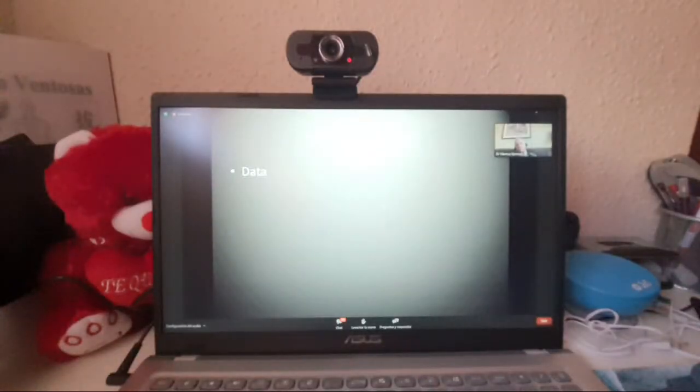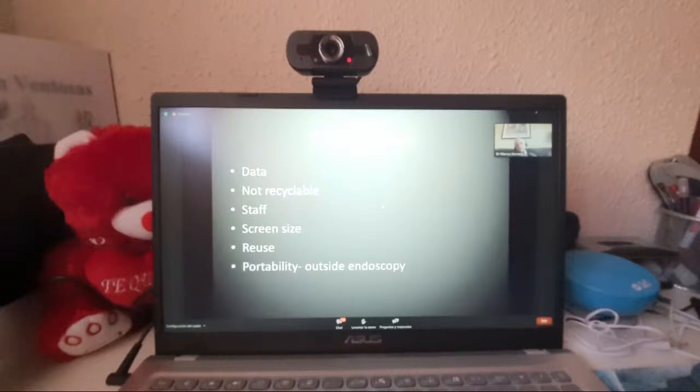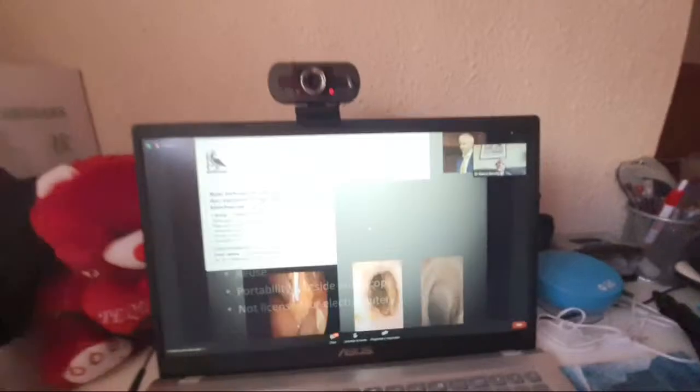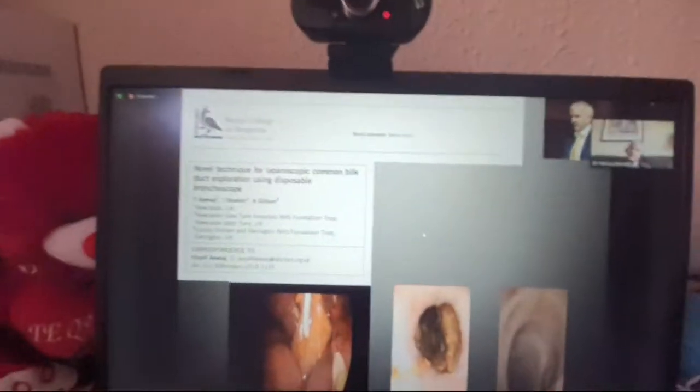So all available there. Disadvantages: there's very little data so far. They're not recyclable. Staff may lose their jobs because they're not cleaning. The screen size needs to be improved, a lot of them. You can't reuse these, as a temptation. The portability may lead to more procedures outside the endoscopy unit where standards of care might not be as good. So that's a disadvantage of portability. Not licensed for electric cautery.